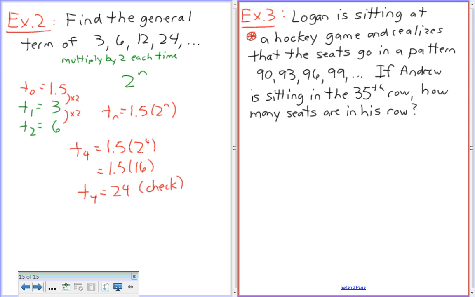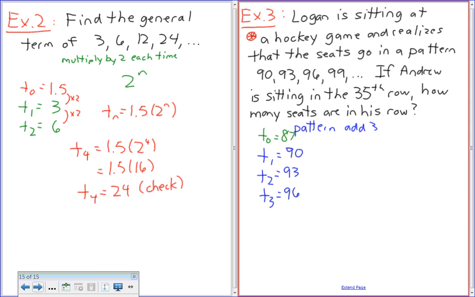Okay, the hint for this one is we're going to follow what we just did. Let's start with a general term. What's the pattern between 90, 93, 96, and 99? Add 3 each time. So my pattern is going to be add 3. I'm going to go backwards and find out what T0 is. What's T0 going to be, Madison? It would be 87.